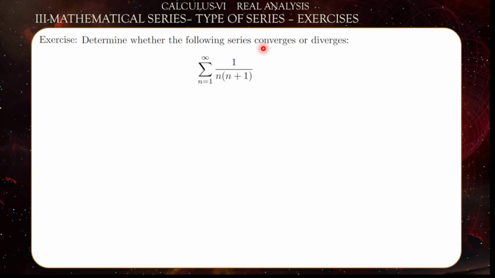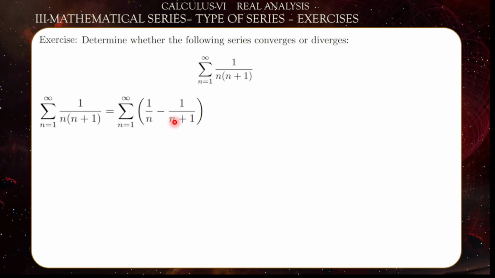Determine whether the following series converges or diverges: the sum from n equals 1 to infinity of 1 divided by n times n plus 1. Now, this can be reformatted as the following. The sum from n equals 1 to infinity of 1 divided by n times n plus 1 equals the sum from n equals 1 to infinity of 1 divided by n minus 1 divided by n plus 1. If you multiply by n plus 1 here and here you get minus n, you end up with the original series, okay? Which is another form of 1 divided by n times n plus 1.